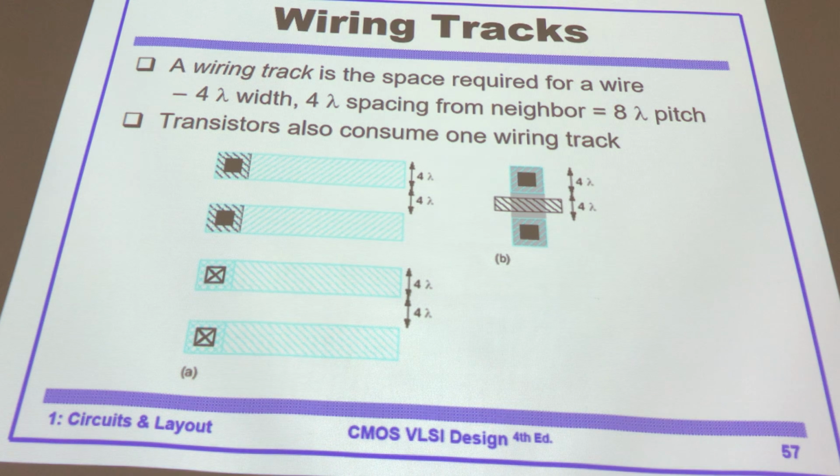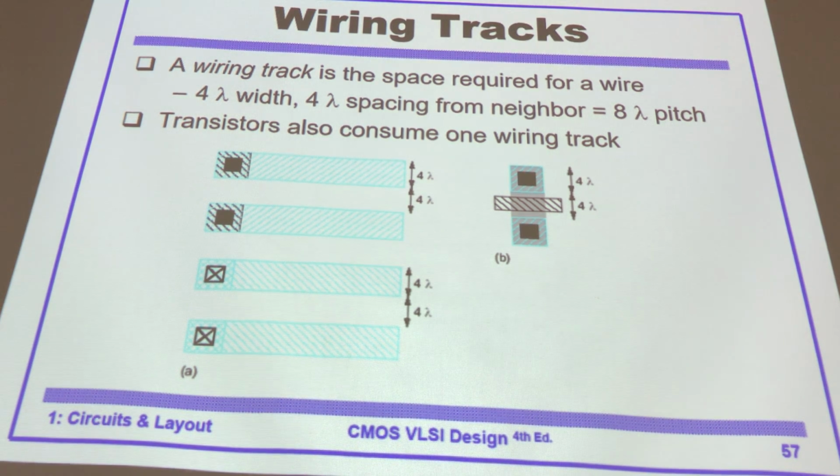And because of the design rule, you have to meet the design rule. And you can try to estimate the chip area. A wiring track is the space required for a wire. So here there are 2 metal wires. See? Metal wire. It depends on the design rule for each particular process, but given the design rule provided in the textbook, this metal wire is 4 lambda wide, and spacing is also 4 lambda.